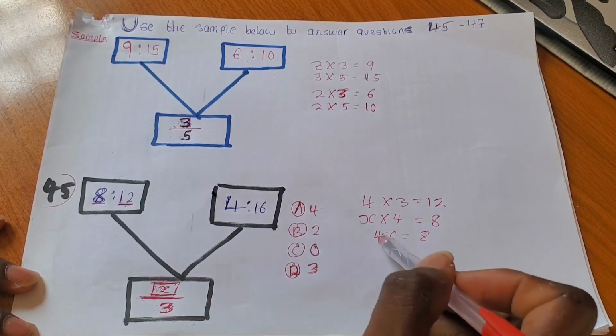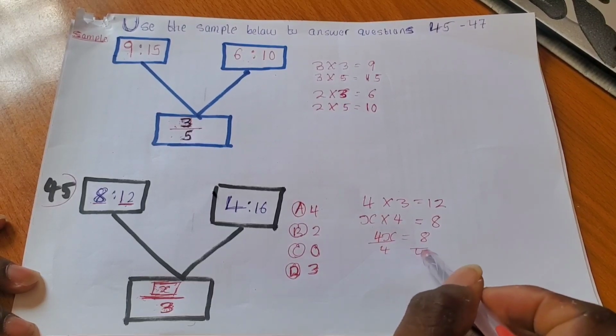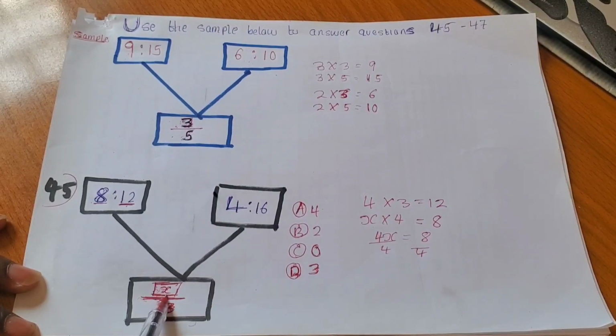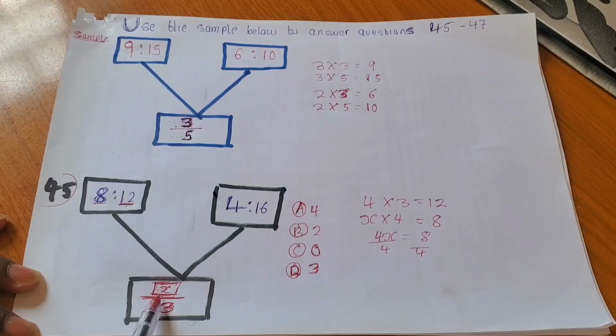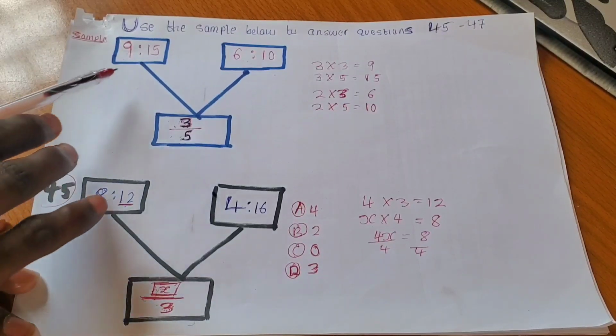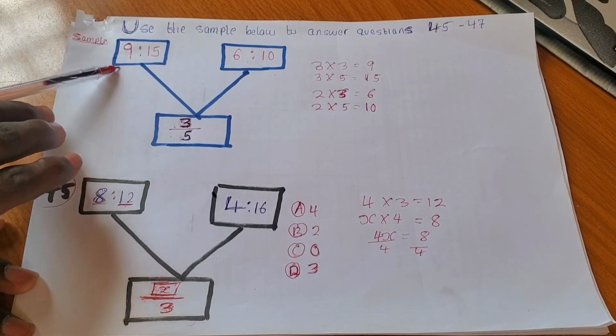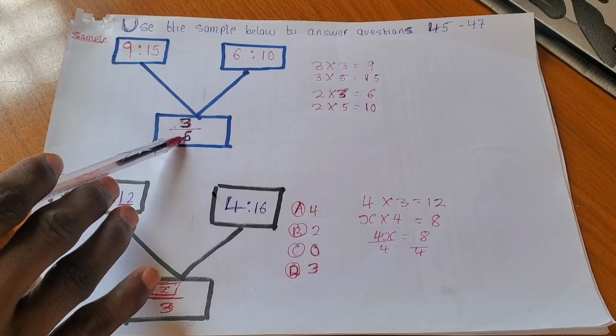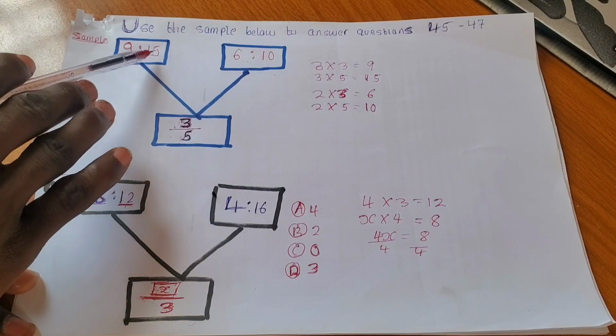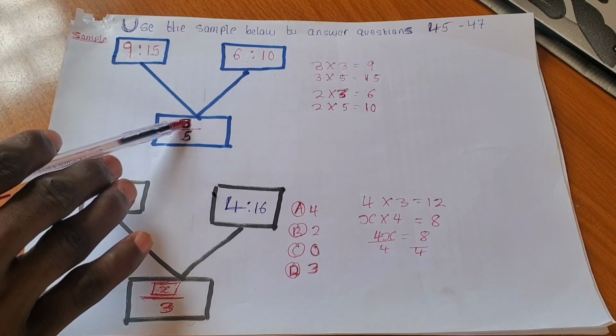Divide both sides by 4. So I'm going to have this over 4 and this over 4. Don't forget that we have to determine the value that will be present in this box. But I don't know the value and you don't know the value. But from the pattern of the sample that we are given, we know that if we multiply a value by the denominator and it gives us the value here, that same value is what we are going to multiply by the numerator as well to give us the value here.